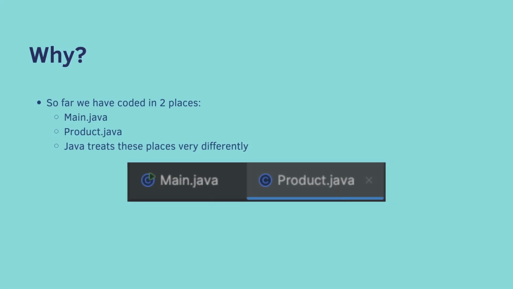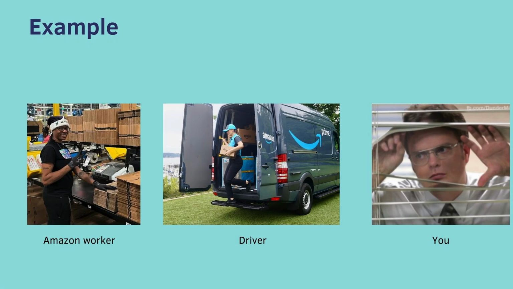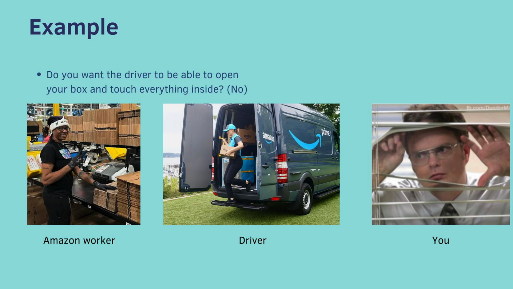So far, we have coded in two places, main.java and product.java. Java treats these places very differently. Here's an example. Let's say you order a package from Amazon. You have an Amazon worker that boxes up all of your stuff, puts it in the box, and then sends it to the driver. The driver then delivers it to you when you eagerly wait for your Peaches delivery. Who is allowed to open the box and move stuff around? The Amazon worker can because they're creating the box, and you're the receiver of the box. Do you want the driver to be able to open up your box and touch everything inside? No.